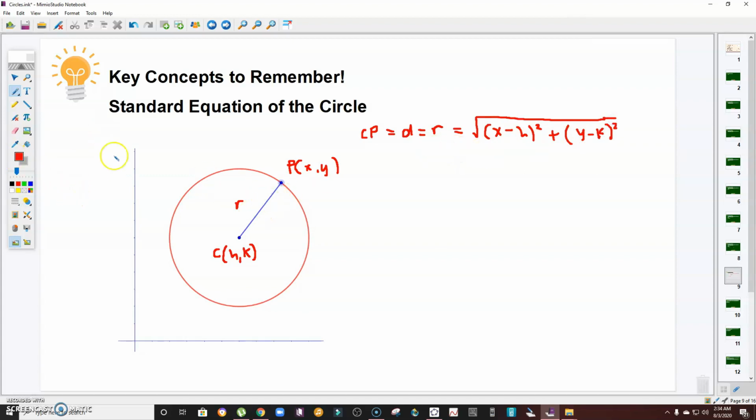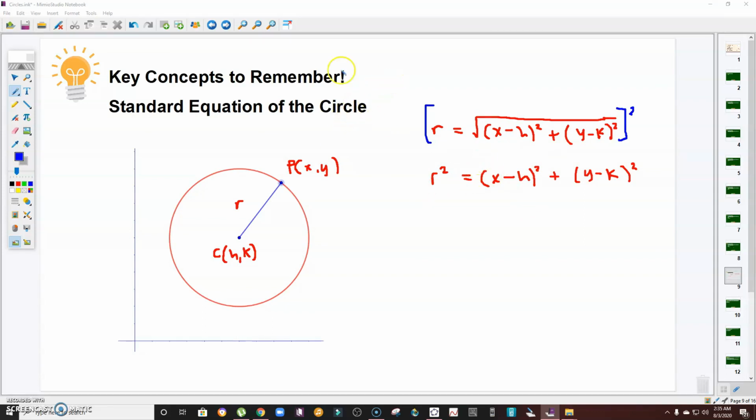From here, let me erase this one. If I square both sides, what I'm going to have is r squared equals x minus h, quantity squared, plus y minus k, quantity squared. See that? And this is the standard equation of the circle. This is the standard equation of the circle. So all throughout this video, this is what we're going to use.